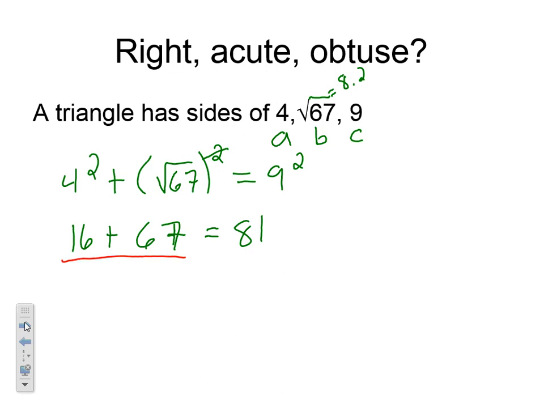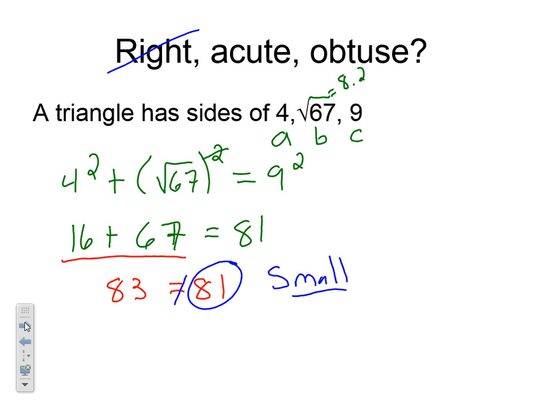Add these together, 16 plus 67, so I'm going to get 83 equals 81. Now we know these don't equal each other, so it can't be right. Now this number here, our hypotenuse, our c squared, is smaller than the other one. So since it's smaller, this is going to be an acute triangle.